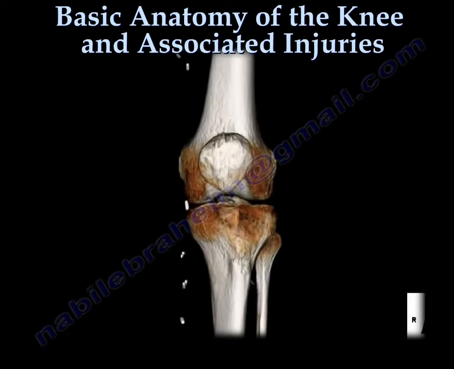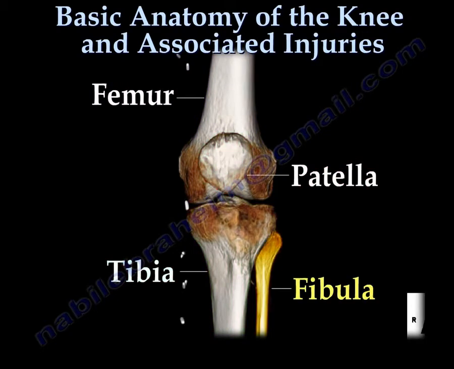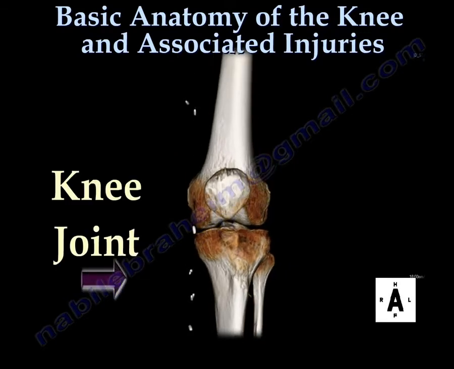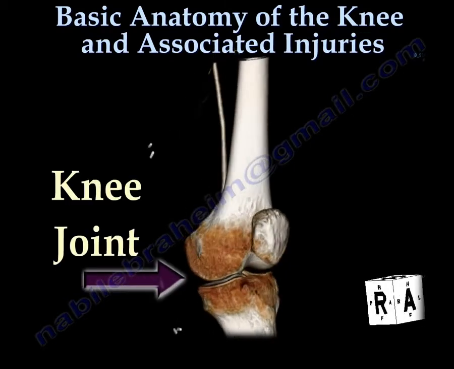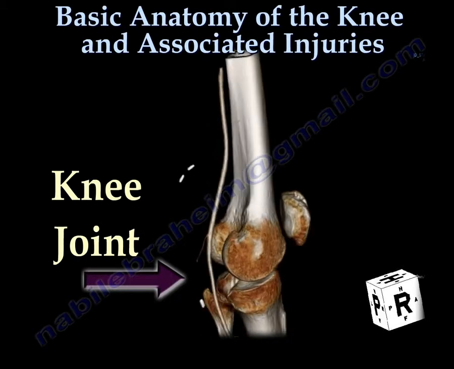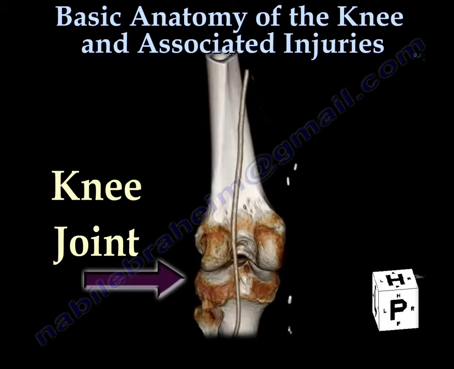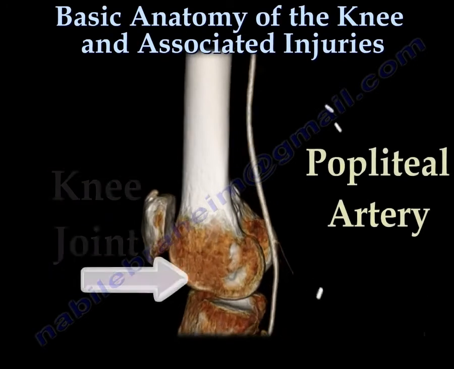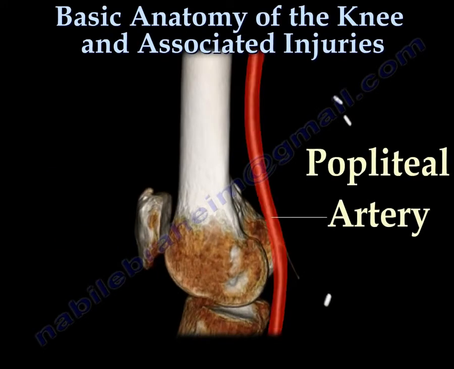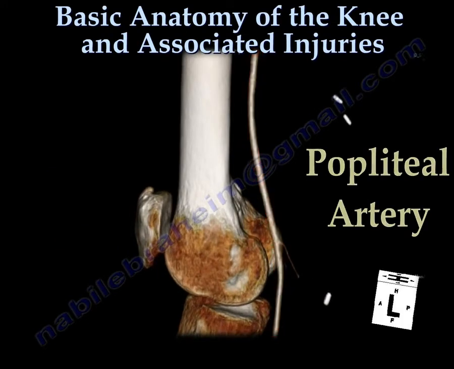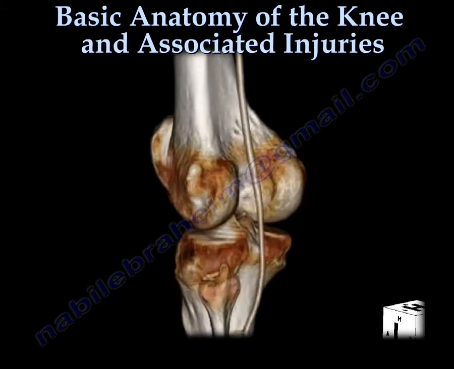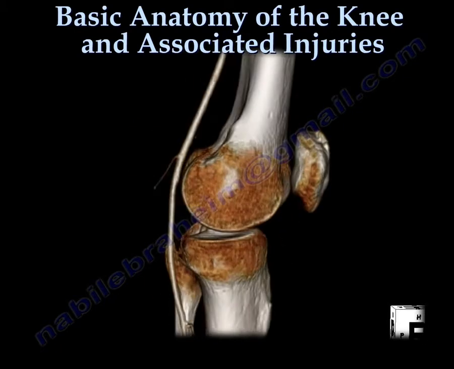The basic anatomical features of the knee include the femur, tibia, patella, and the fibula. The knee joint is the largest joint in the human body. The function of the knee joint is to allow movement of the leg and is critical to normal walking. The popliteal artery is a continuation of the femoral artery. This artery supplies blood to the knee joint through numerous small branches.